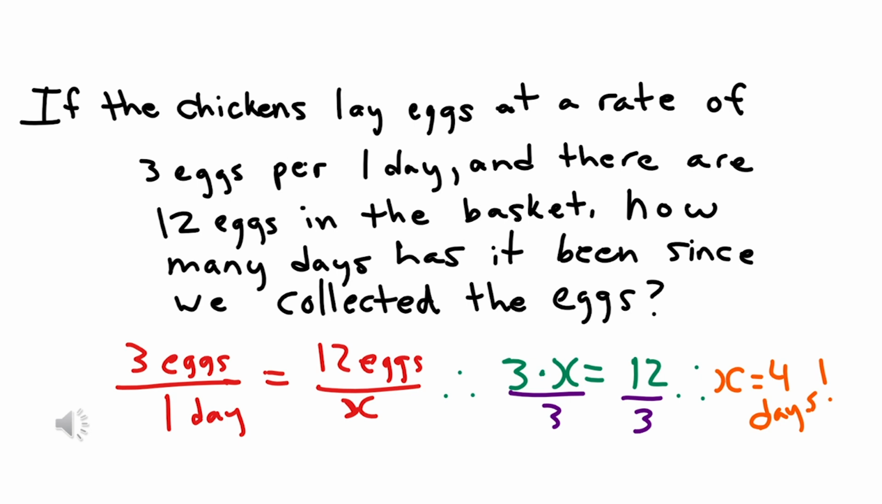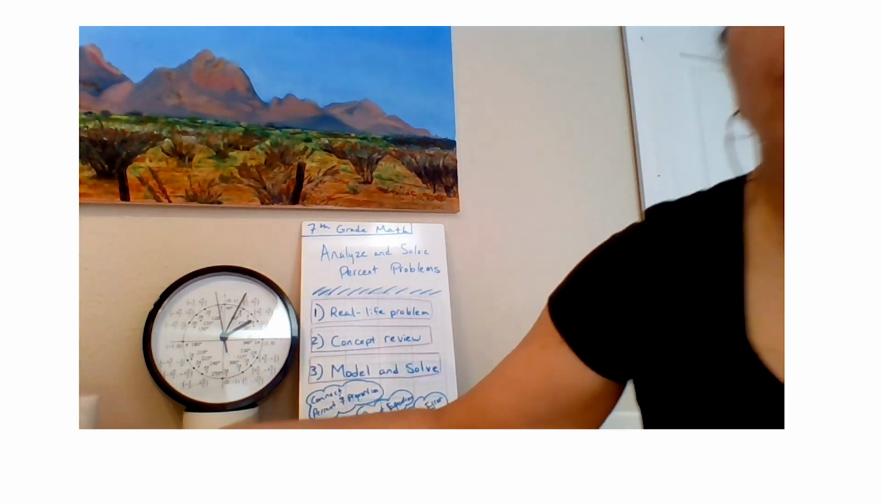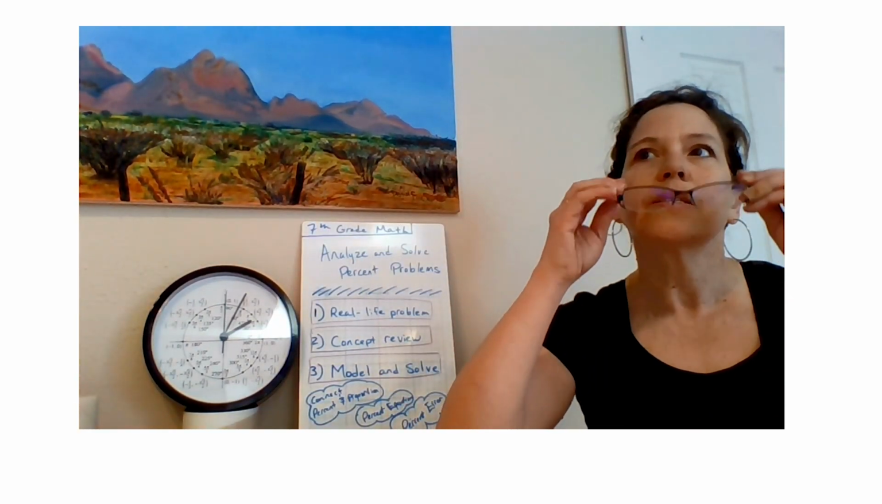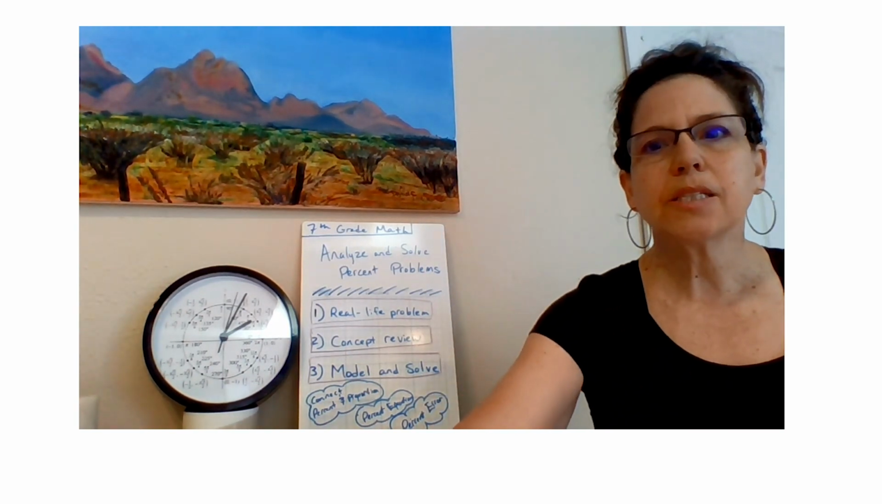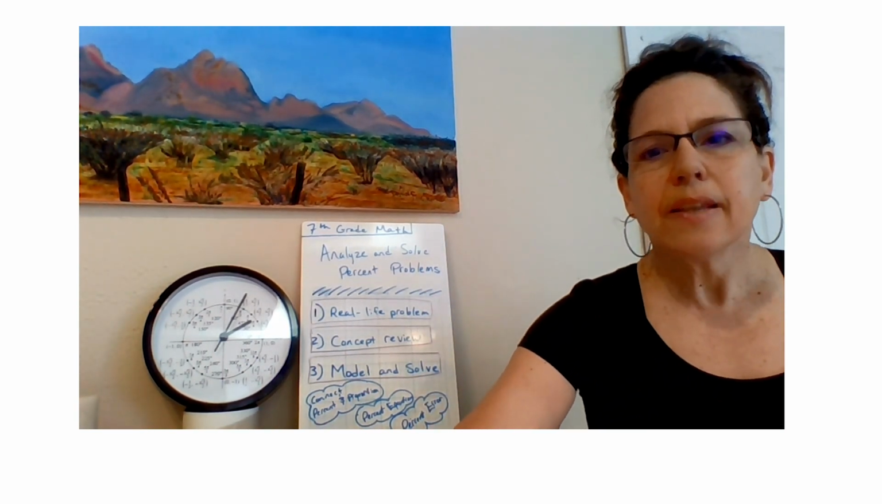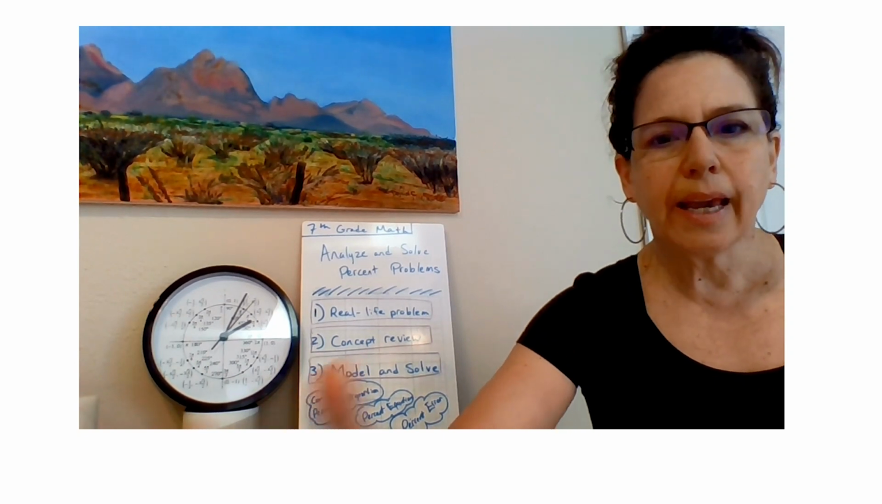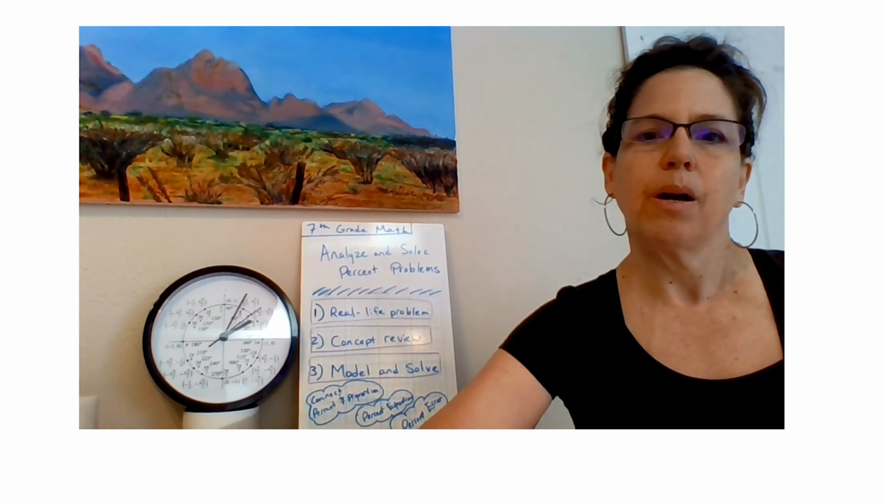So if you said that it had been 4 days since we've collected the eggs from the chickens, you were correct. Proportional relationships, that was the topic of the last video in this series. The next one will be on analyzing and solving percent problems.